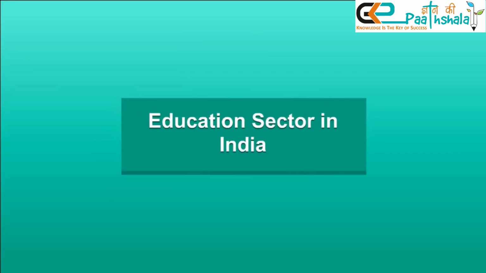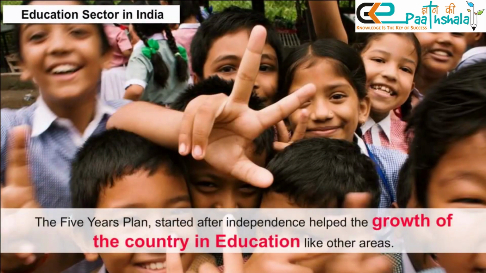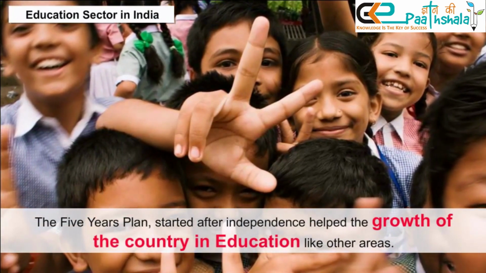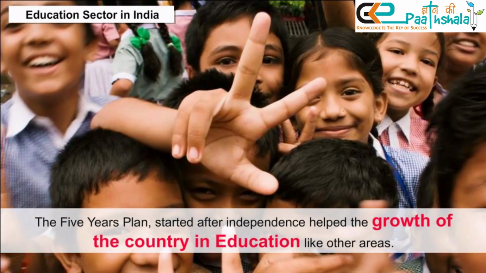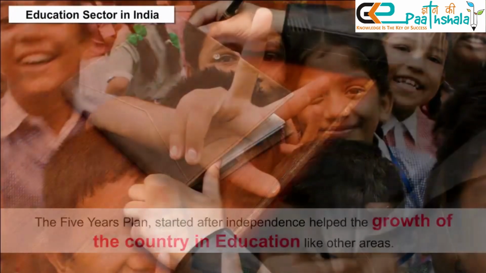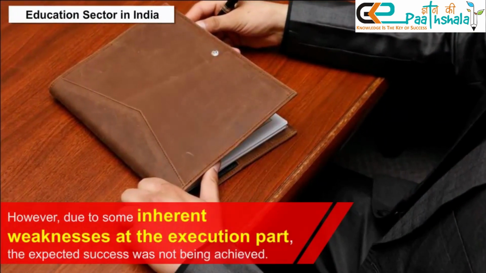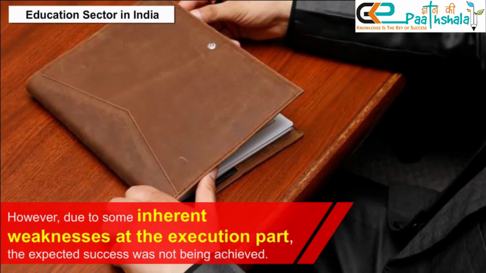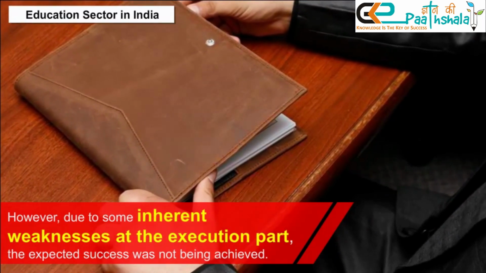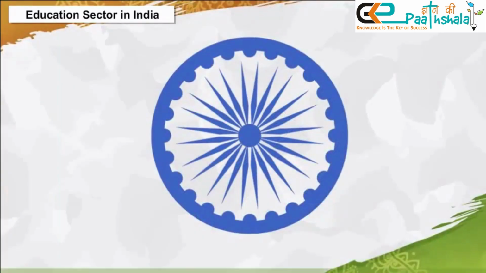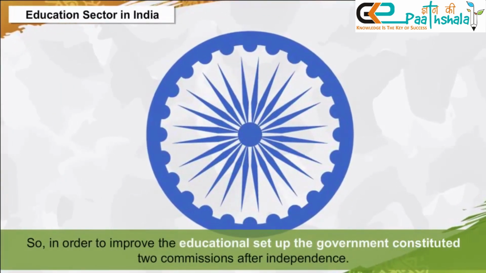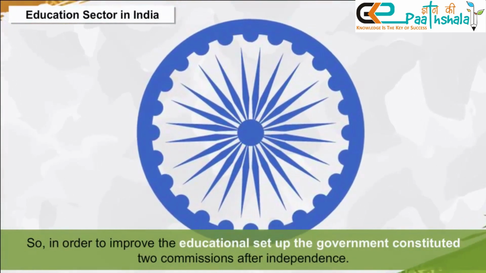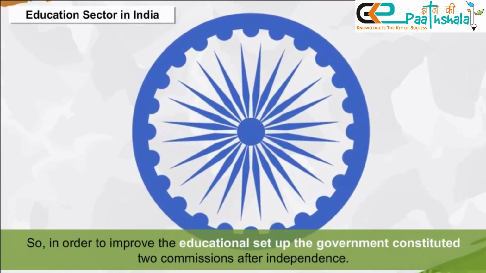Education sector in India. The 5 year plans, started after independence, helped the growth of the country in education like other areas. However, due to some inherent weaknesses in execution, the expected success was not achieved. So, in order to improve the educational setup, the government constituted 2 commissions after independence.